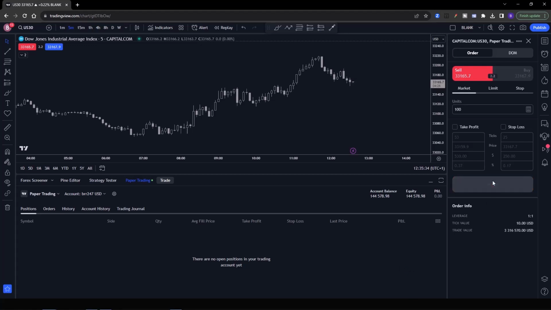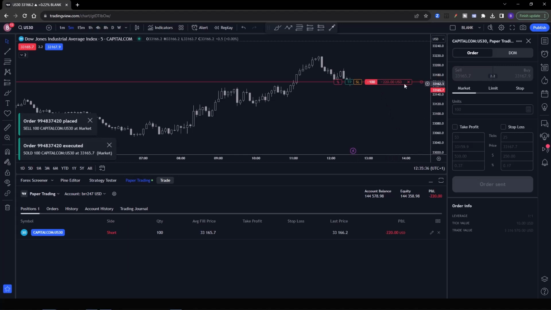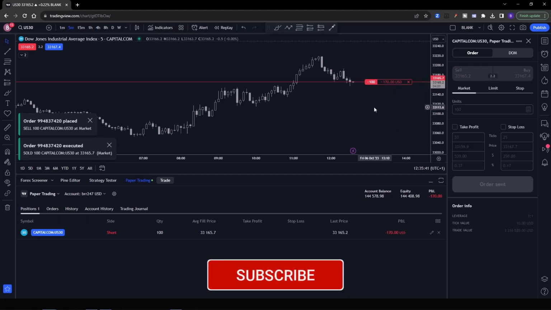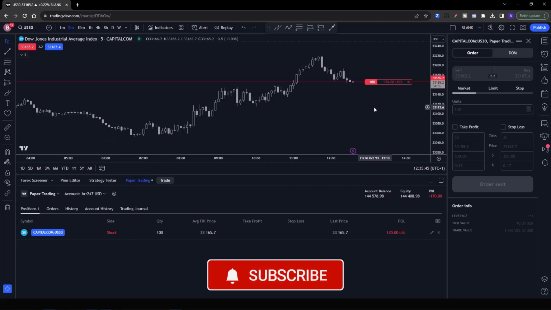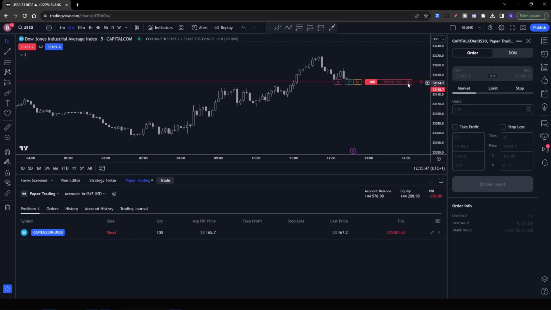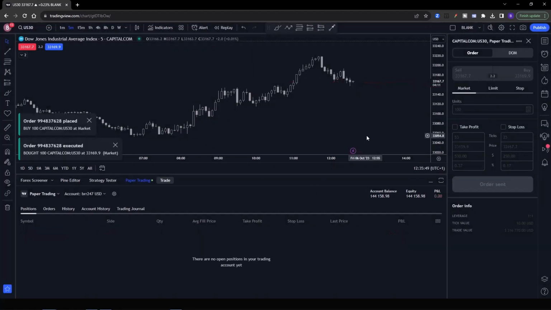So if I press sell, you'll see that straight away we get a sell trade open, and that was opened at market, which means the best available price right now. It didn't wait for price to get to a specific level, it just put me in a trade straight away. And that's pretty much what a market order is.